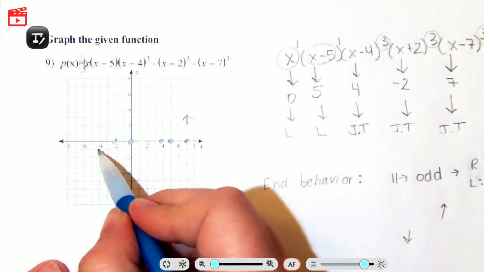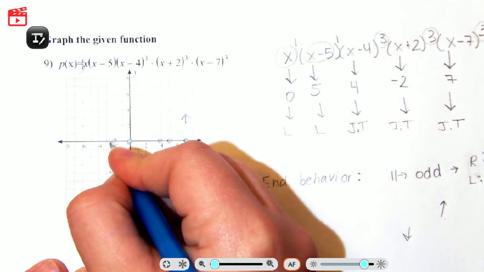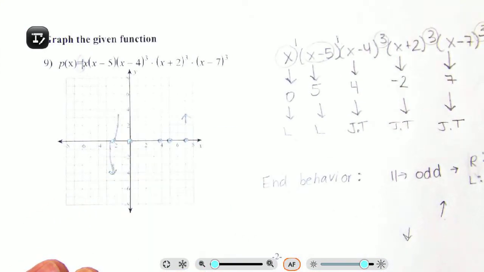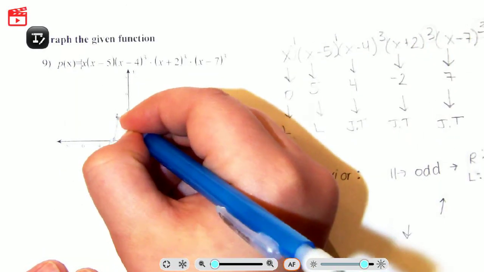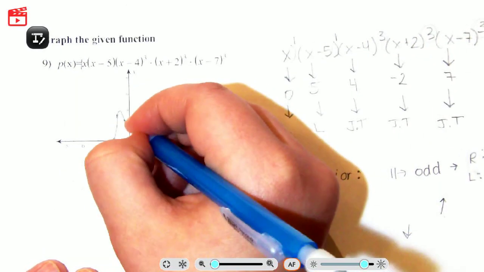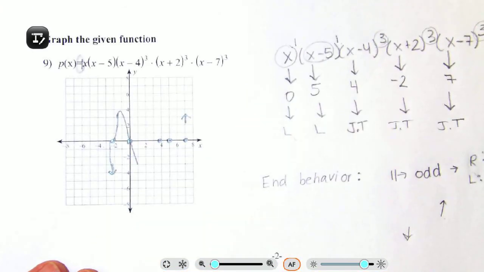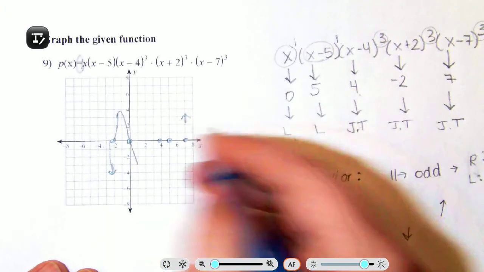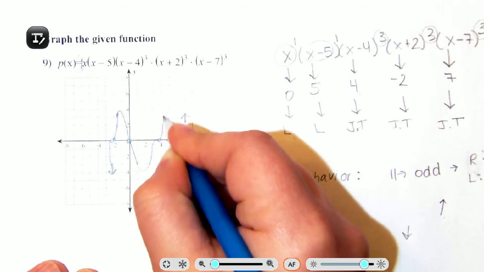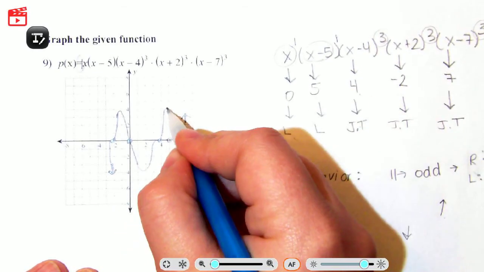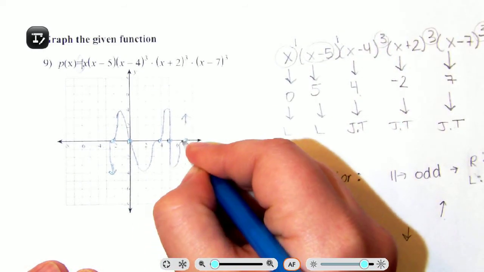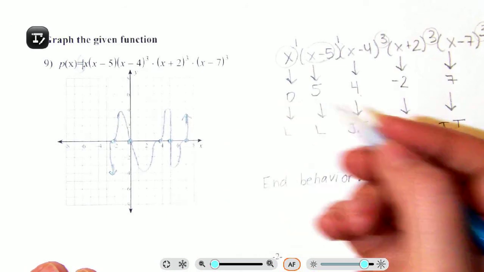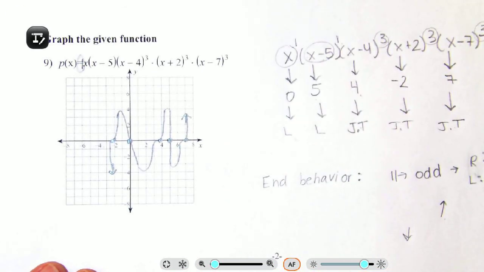You're looking at your behaviors. So at -2, you're looking at a John Travolta. That's your squiggly. Then at 0, you're looking at a line. Now, a line doesn't mean you have to go a vertical line. It can be a diagonal line as long as it's still a line. Then at 4, you're looking at another John Travolta. At 5, you're looking at a line. And at 7, you're looking at a John Travolta. And it all should smoothly connect. There should be no sharp edges.